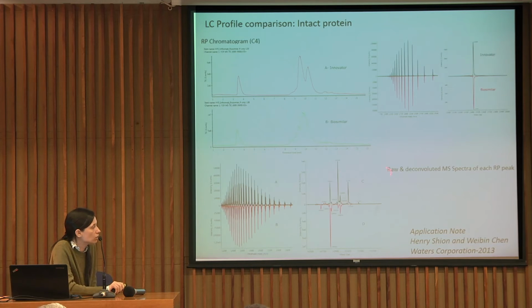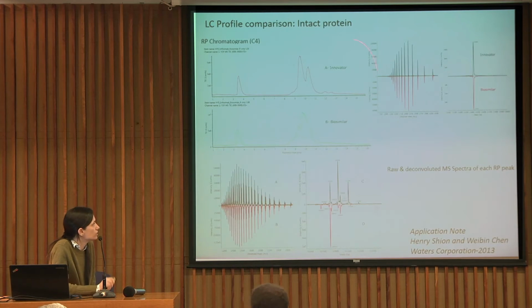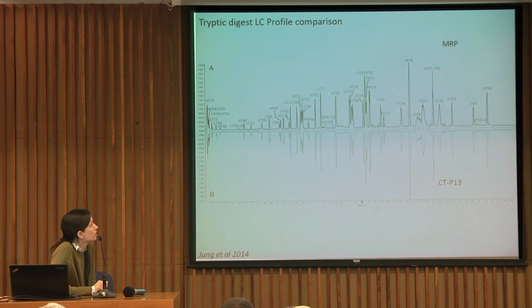But if we look at the deconvoluted spectra for this peak over here, we can see at first glance that there are differences. Here we have a peak in the biosimilar that's not present in the innovator, and the opposite over here. So just by doing liquid chromatography profile comparison, you can tell that there are some differences.